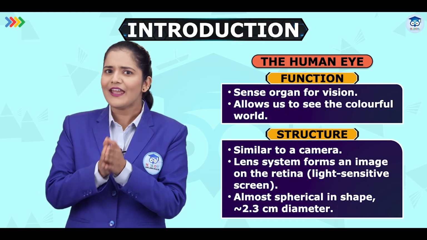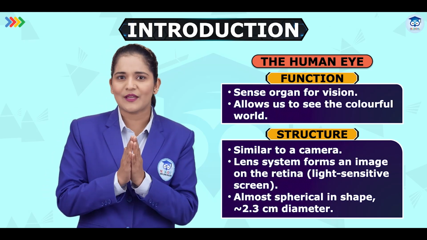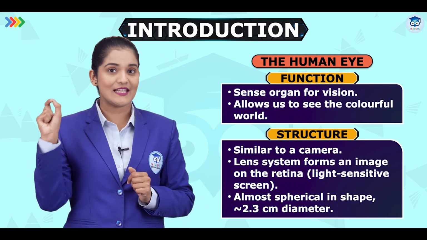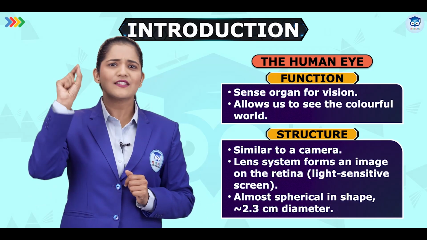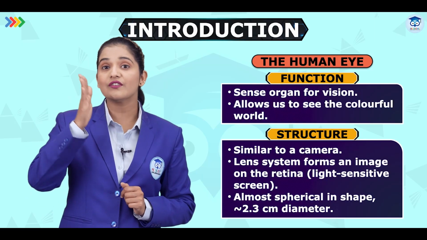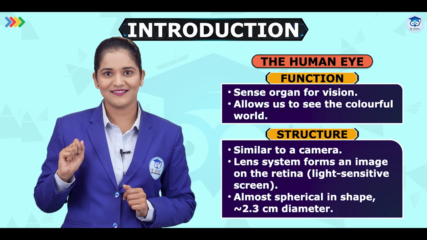Also, the eye is almost spherical in shape with an approximate diameter of 2.3 centimeters. This rounded shape helps in focusing light properly onto the retina for clear vision.